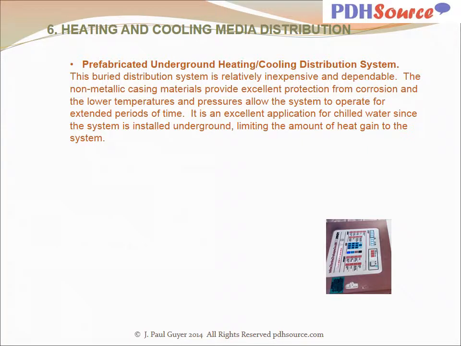Secondly, prefabricated underground heating cooling distribution systems. This buried distribution system is relatively inexpensive and dependable. The non-metallic casing materials provide excellent protection from corrosion, and the lower temperatures and pressures allow the system to operate for extended periods of time. It is an excellent application for chilled water since the system is installed underground, limiting the amount of heat gain to the system.